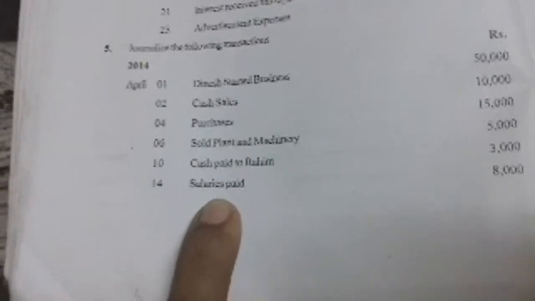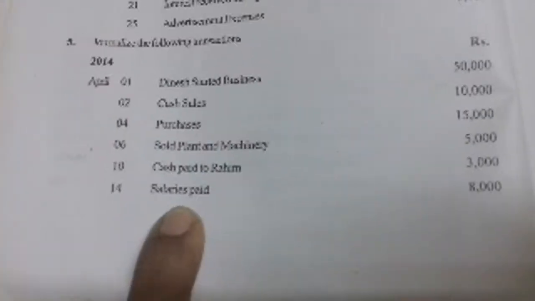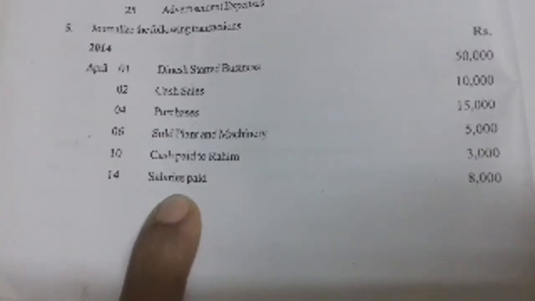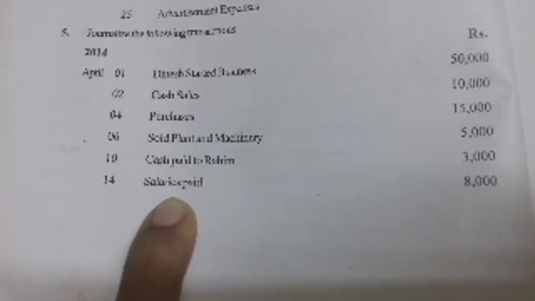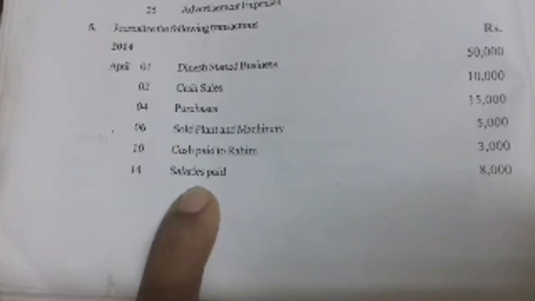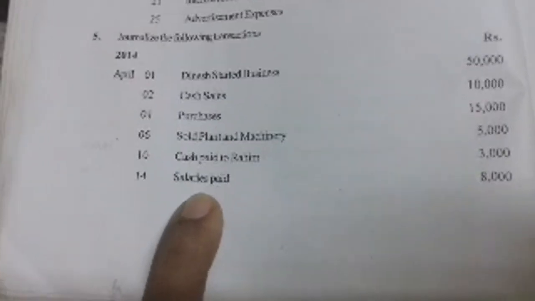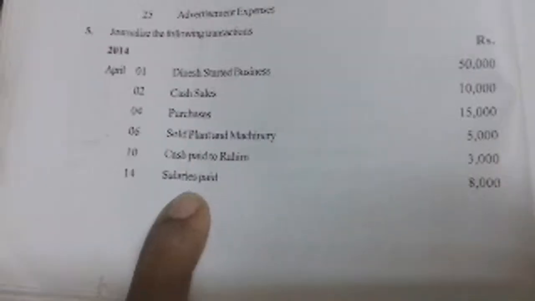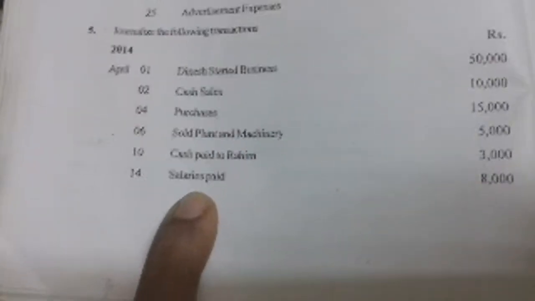And next one is salaries paid. What we are paying is expenditure. All expenditures and losses are always debit. That is a formula, that is a principle. So salaries we are paying out, so salaries account debited to cash account, because in the form of salaries, cash is going outside.